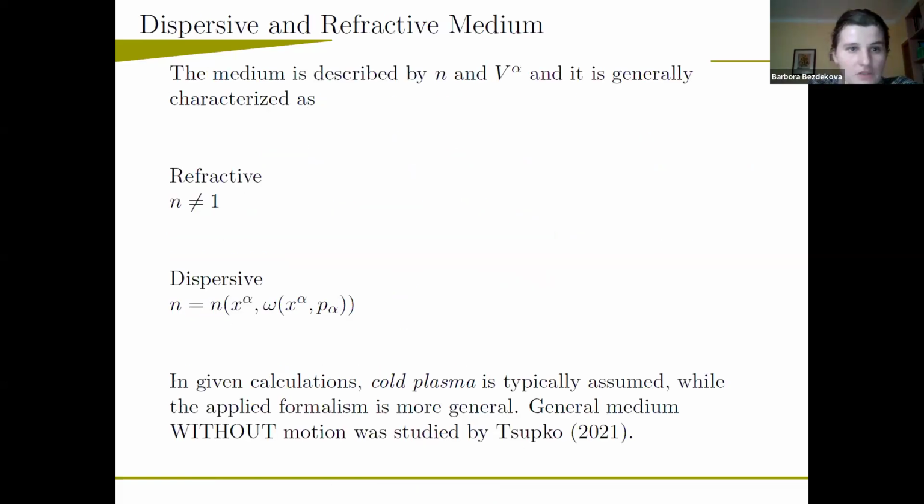So, I just want to stress that the medium is dispersive and refractive. What I mean by that is that the refractive index is not equal to 1, and dispersive means that it also depends on the wave frequency, just to clarify that. Usually what is performed within this formalism is called the plasma approximation, which I will discuss briefly later. It is very specific in some sense, but the discussion can also be performed for a general medium, which was done in this work, but only for spherically symmetric spacetime, for general spherically symmetric spacetime.